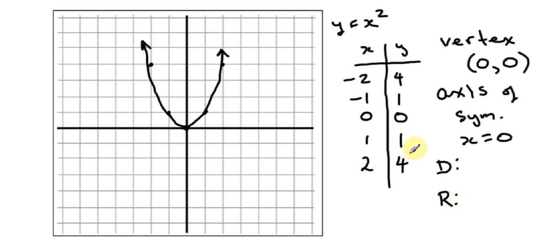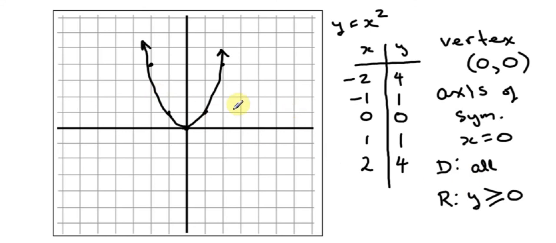Now the domain, remember that a parabola widens forever. So there's going to be graph all the way forever on the left and forever on the right. So I think it's all numbers that are the domain, all x's. And for the range, it looks like it's limited to positive numbers from 0 upwards. So we're going to say y is greater than or equal to 0. Okay, so that is the characteristics of that particular graph.